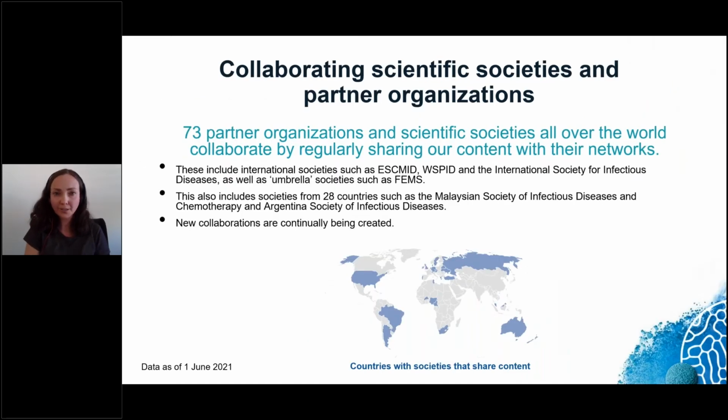And finally, our collaborations. There are 73 partner organizations and scientific societies all over the world who have kindly agreed to support our outreach. Some of them share our news information in newsletters or on their websites, or they share it on social media, which we are very grateful for. We are also continuously looking for new collaborations. We are also looking at the scientific societies in different countries to help us find experts in these regions, especially in regions which are still underrepresented in our expert network.